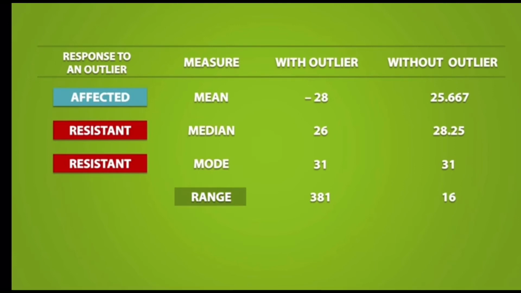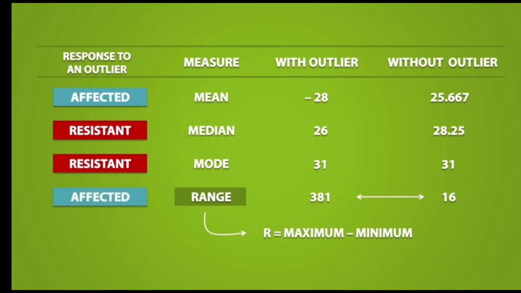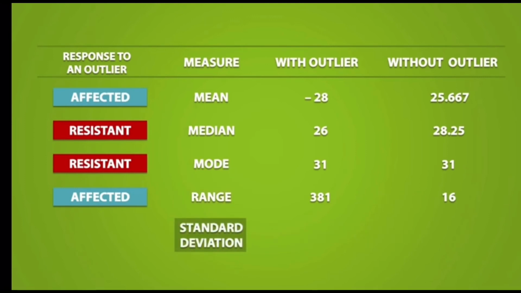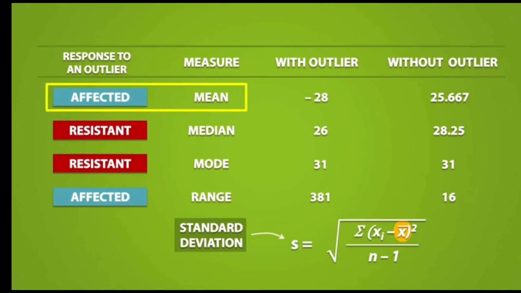Now let's look at the range. We see that if an outlier is present, it can change the value of the range very drastically. This is because an outlier can either be the maximum value of a dataset or the minimum value of a dataset, and the range is always equal to the maximum minus the minimum. So the outlier will always be involved in the calculations, and as a result, it really affects the value of the range, just like how it affects the value of the mean. Lastly, we will look at the standard deviation. Since the mean is contained within the formula for the standard deviation, and since the mean is affected by outliers, by default, the standard deviation is also affected by the presence of outliers.